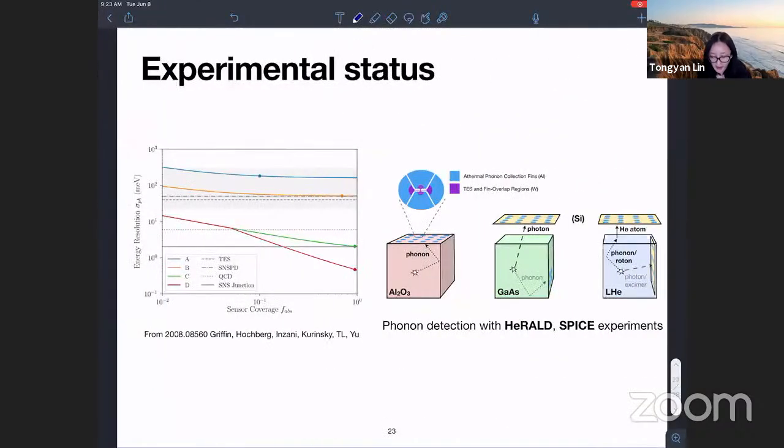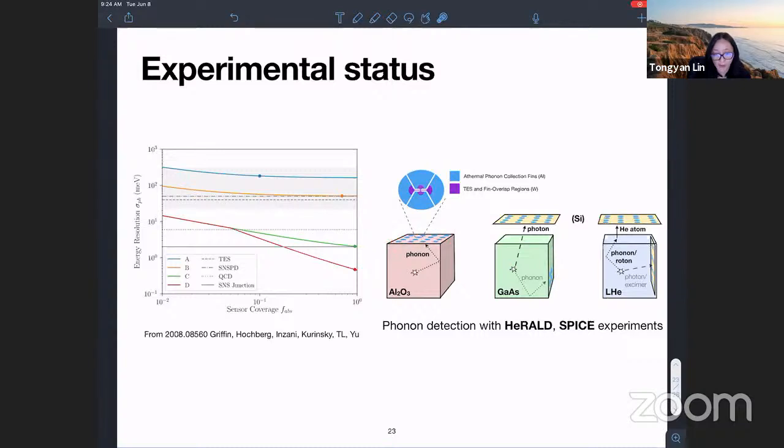And so here's a schematic from the Harold and Spice experiments showing a plan for using, in particular, sapphire and gallium arsenide and looking for the phonons being produced. You can ignore this photon part, that's a different signal. So these are both materials with optical phonons, and you can see the collection fins and the TESs instrumented on the surfaces.